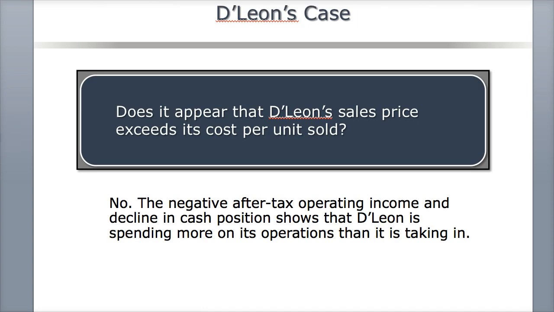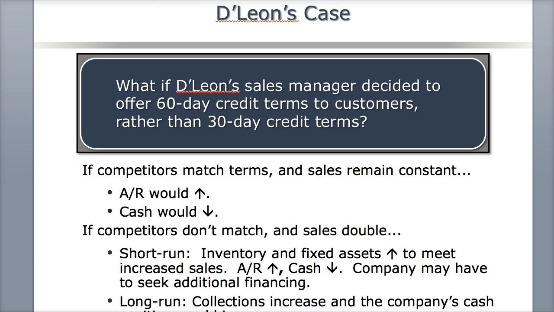Does it appear that their sales price exceeds the cost per unit sold? No. The negative after-tax operating income and the decline in cash position show that it's spending more on its operation than it's taking in from its gross profit. And that's a bad thing for any company.